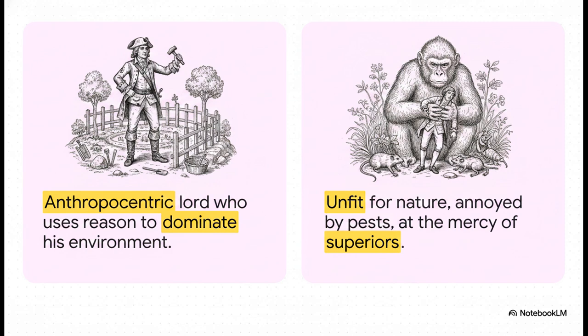On the flip side, you've got Swift repeatedly showing Gulliver being completely humbled by nature. Gulliver is constantly at the mercy of the elements. He's treated like a literal plaything, annoyed by rats and giant insects, and at one point he's even squeezed and treated like a baby by a giant monkey. Swift uses these brutal physical humiliations to just relentlessly mock our claim to be the kings of nature.